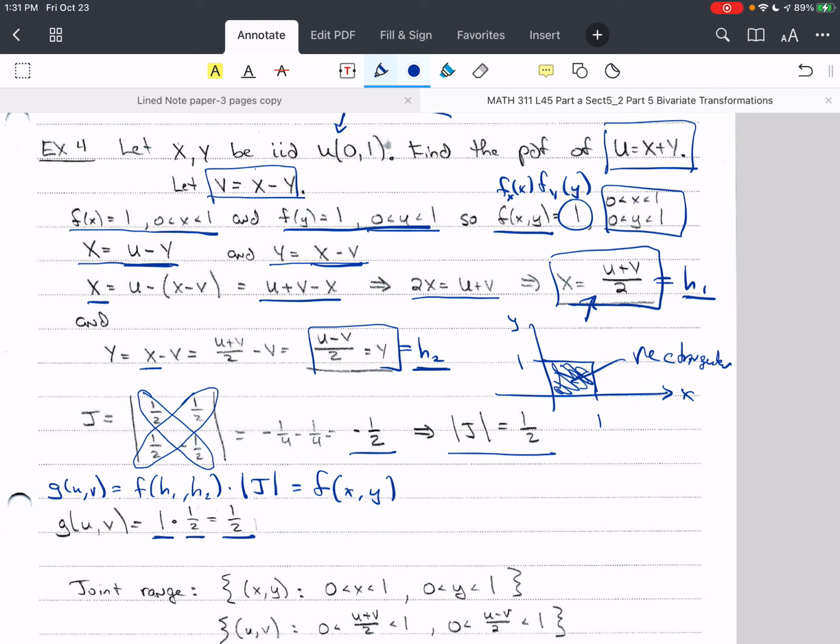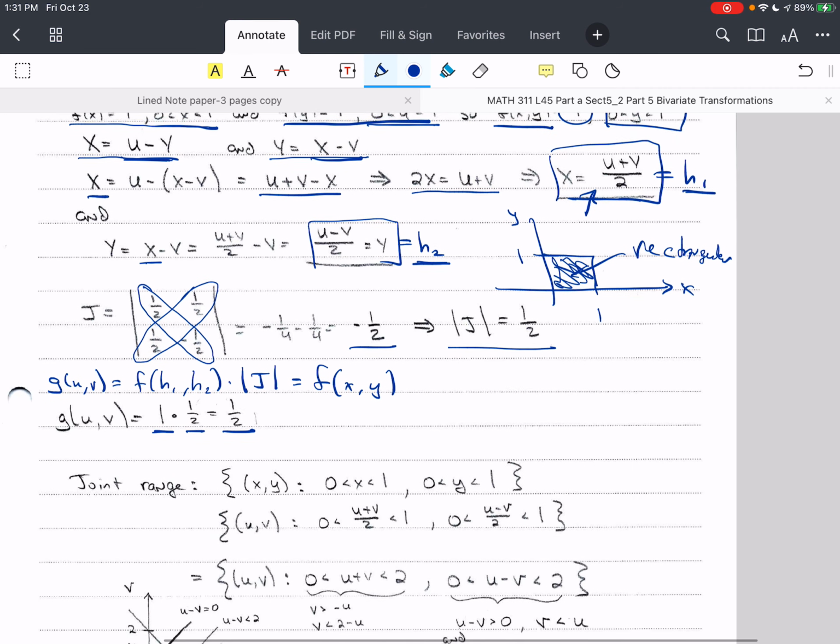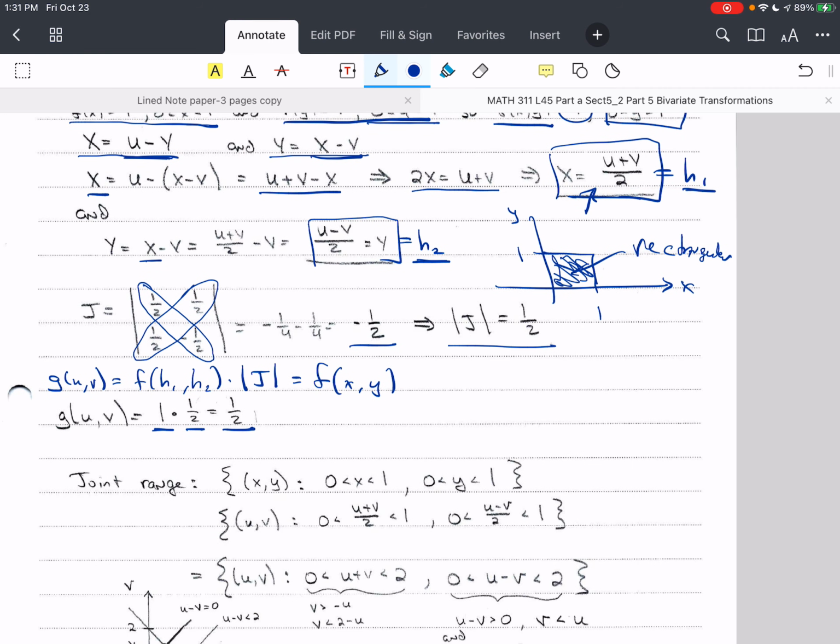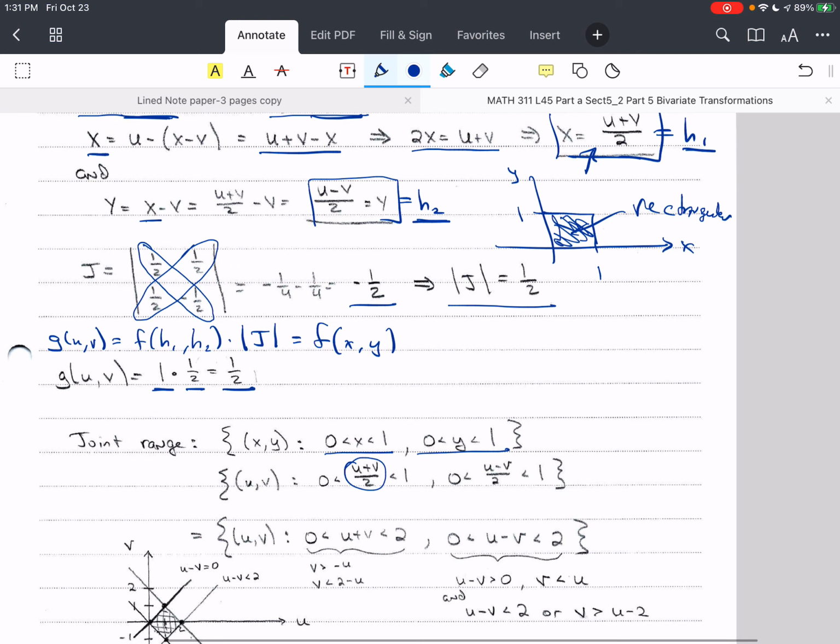And now I have to find the joint range of u and v. So I'm going to start off with x and y. I have x between 0 and 1, y between 0 and 1, and I can substitute in for x using the inverse transformation, so u plus v over 2. And so I end up with u plus v over 2 between 0 and 1.